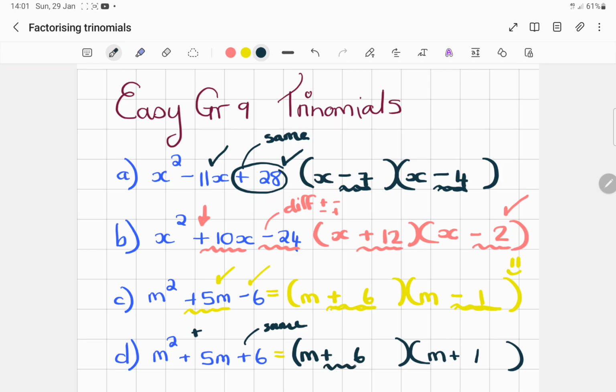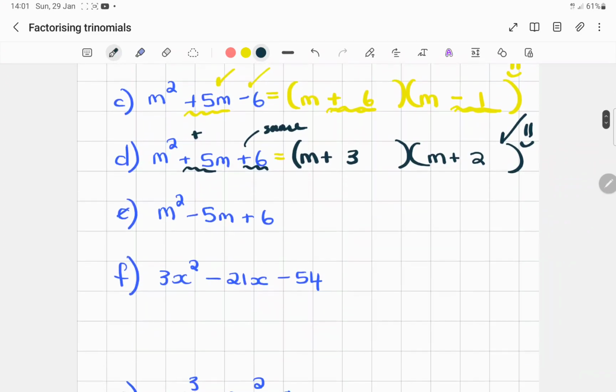And now I must test it. Plus 6 plus 1 doesn't give me positive 5. It gives me positive 7. So I had to use the other two, which is 3 and 2, because 3 times 2 does give me positive 6, and plus 3 plus 2 does give me the positive 5. So just please, you have to check your trinomials.